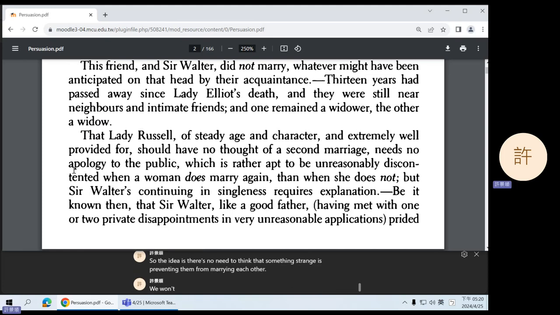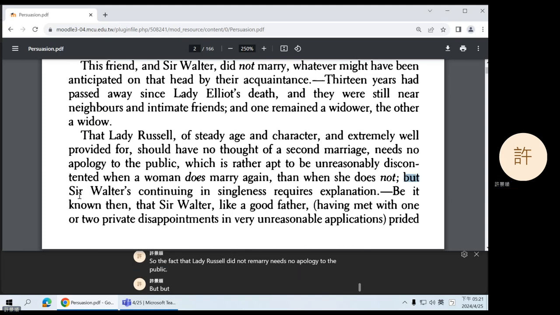不用跟大众交代。Why? Because this public is apt, so tends to be, unhappy when a woman does marry again compared to when she does not. So if a woman becomes a widow and does not marry, the public thinks it's fine. But if she does remarry, the public tends to be unhappy. So the fact that Lady Russell did not remarry needs no apology to the public.